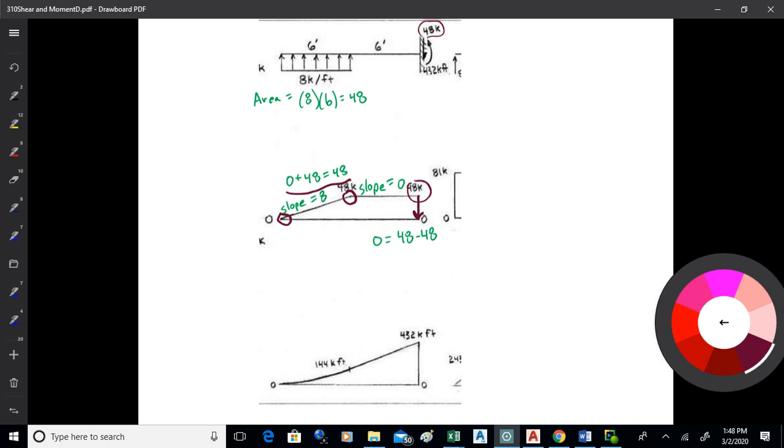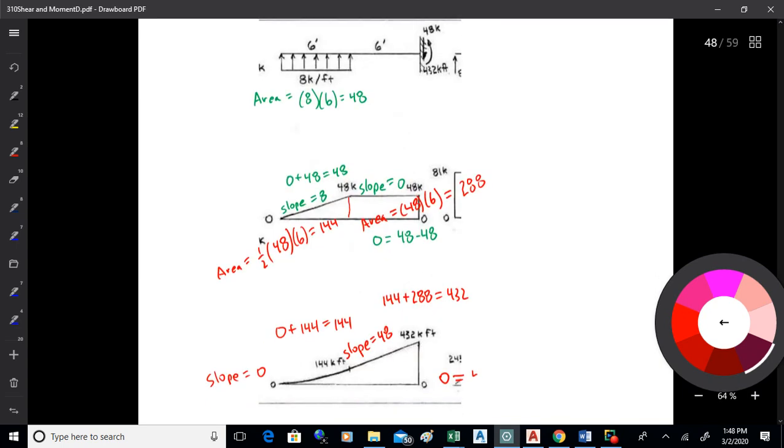Now what you want to do next is find the area under the shear diagram. That would be the next thing to do. So I want to find those areas. We've got a triangle, 1/2 by 48 by 6, and then 48 by 6. So 144 and 288.